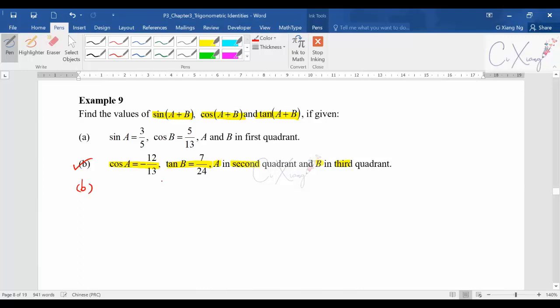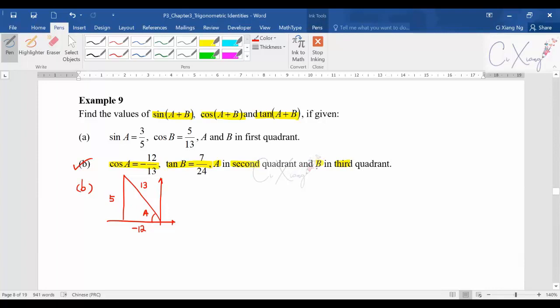If you want, you can draw a triangle to help you. Because A is in the second quadrant, the triangle will be somewhere here, and this is your angle A. Cos A is negative 12 over 13, so the negative 12 is here, this is 13, and therefore this is 5. You apply the Pythagoras theorem. So this is the triangle that you have.